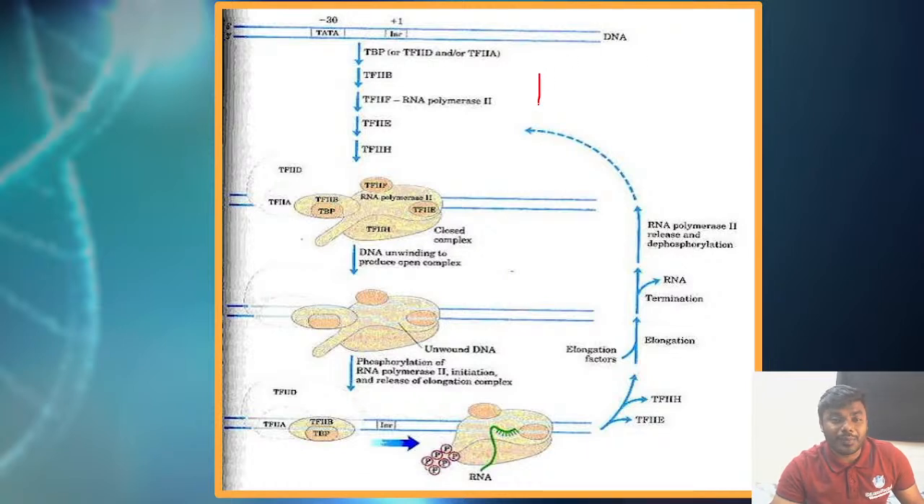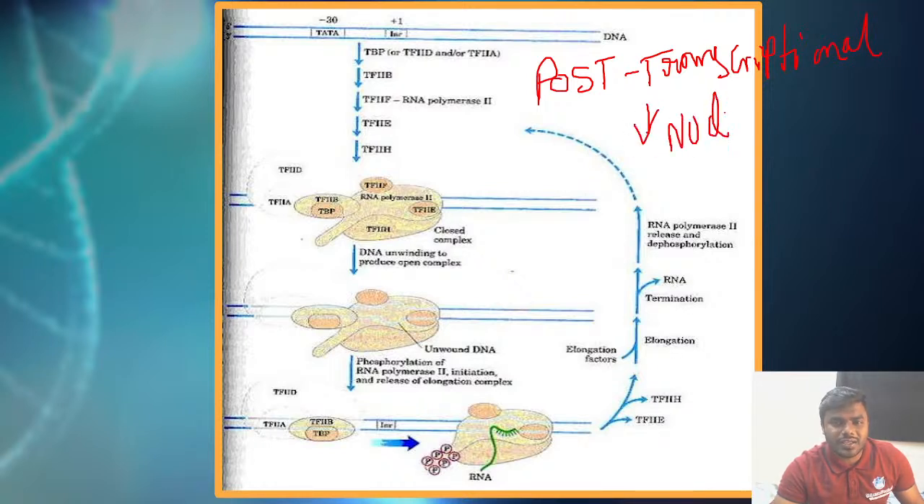What do you call that particular process? So we can call them post-transcriptional processes. And where will these post-transcriptional processes occur? Obviously, they will occur in the nucleus, right? So how will this RNA processing or post-transcriptional processing occur? We will read in tomorrow's class.